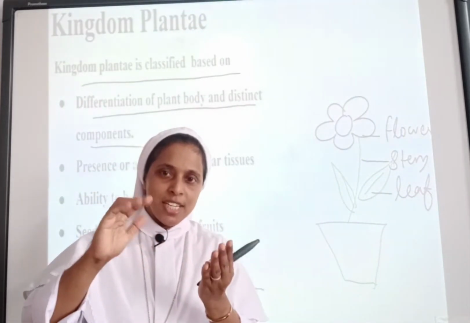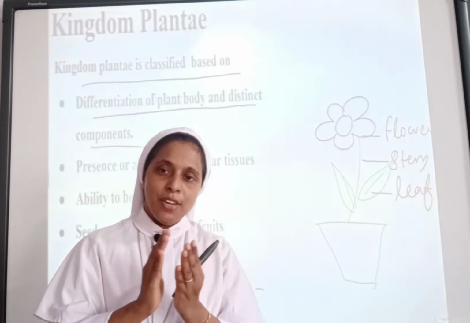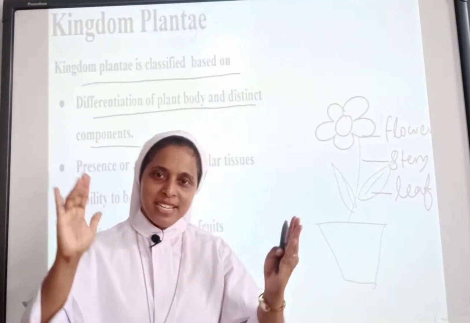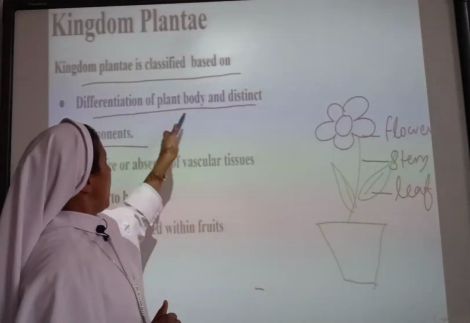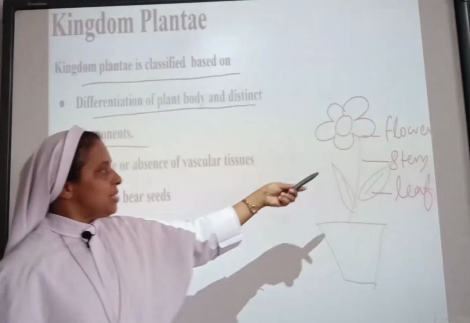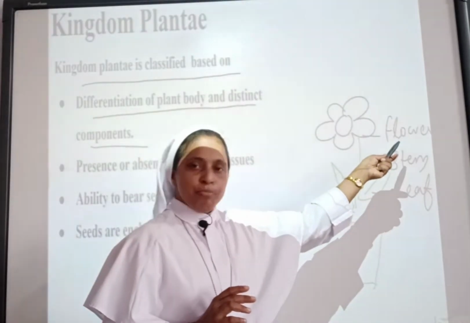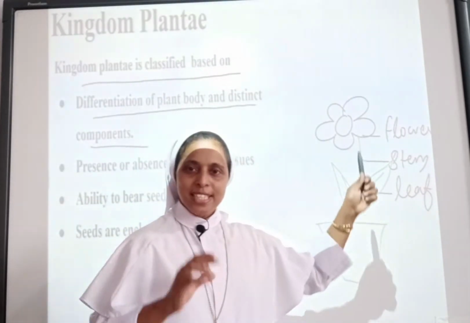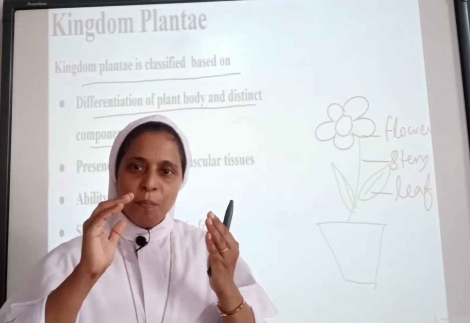If it is differentiated into plants, how to differentiate the plant? If it is differentiated into flower, stem, root, in this way we differentiate them. And distinct components, as I have told you, distinct components of a plant means a plant has a flower, a stem, a leaf. In this way we are classifying them according to its components.